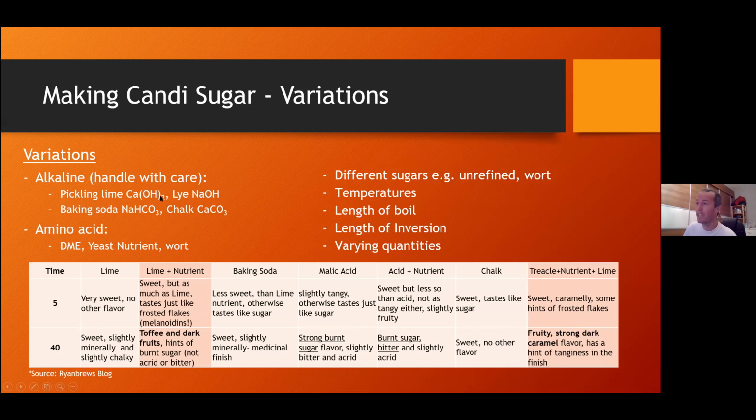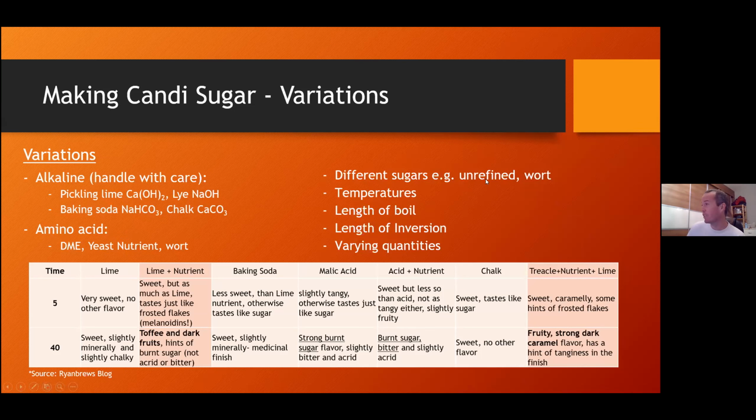I actually think different alkalines will give you different flavors, and this is what this guy at Ryan Brews was saying. Different amino acids, using DME, yeast nutrient, or even wort itself. You just need a source of amino acids. Something that gives different amino acids will definitely give you different flavors, as we saw from the graph. So changing even different types of yeast nutrients will give you different flavors. This is all very interesting. We can try different things, different recipes. In the future, there might be different recipes for the candy sugar you use to make your Belgian quadruple. Even try different sugars.